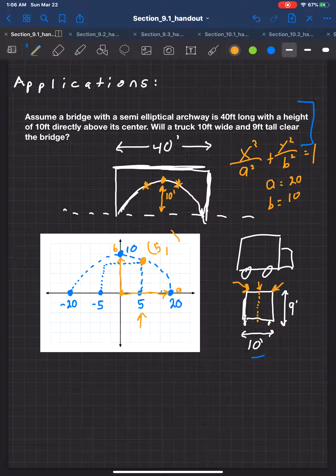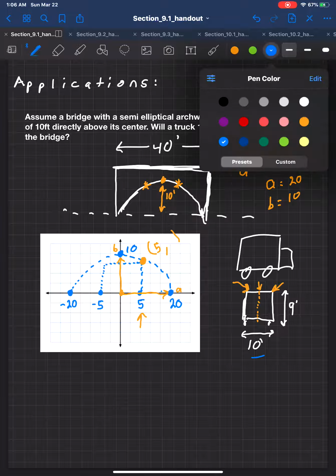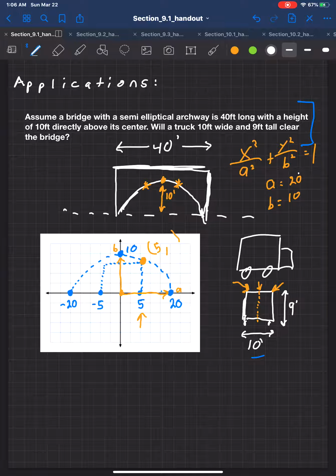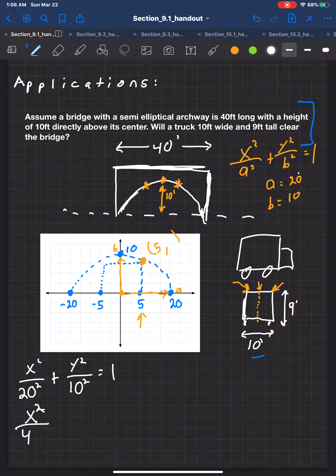All right, so what I'm going to do right now is just substitute 20 in for a, and I'm going to substitute 10 in for b, and let me do that over here. So I have x squared over 20 squared plus y squared over 10 squared, and that's still equal to 1. Let me go ahead and square the 20 and square the 10. So that's x squared over 400 plus y squared over 100 is equal to 1.